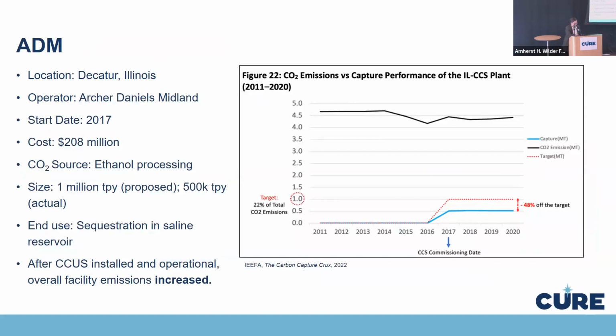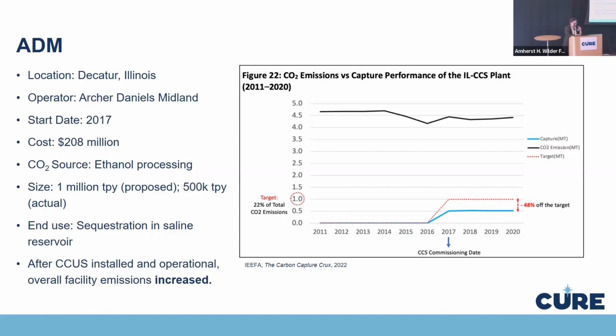All right, we're almost there, I promise. This is the last one. This is the Archer Daniels Midland project. It's in Decatur, Illinois. This was actually kind of two projects. The first one was from 2011 to 2014 and captured and sequestered 1 million tons of CO2, and that's undergoing ongoing monitoring.